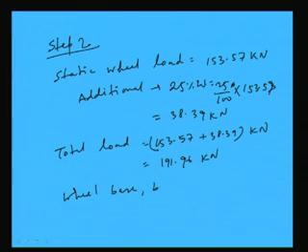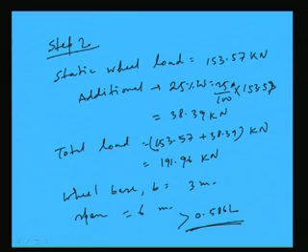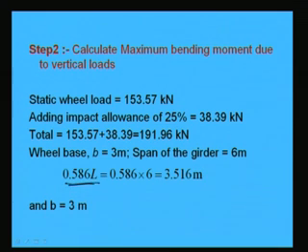Now, wheel base length B is given as 3 meter, and span of the girder was given as 6 meter, right. Now we have to check where the maximum load will come, whether it is greater than 0.586 L or less than 0.586 L, right. That we have to check, and accordingly we have to find out. So 0.586 L will become 0.586 into 6, that is 3.516 meter, right.